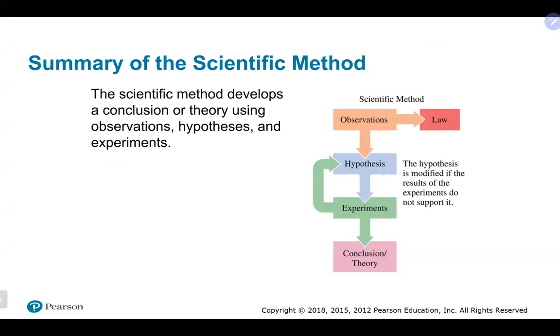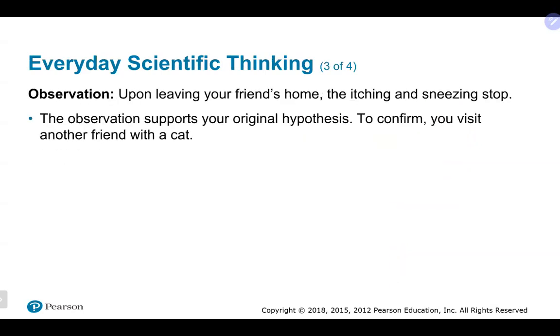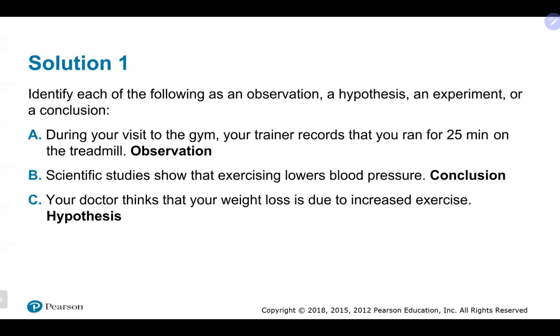So here's a visual of the scientific method. Again, observations leading to hypotheses, leading to experiments, making more observations leading to more hypotheses. And again, at some point, hopefully you get to a theory or some type of law that comes out of that. Any questions on that there? Like the cat. All right.